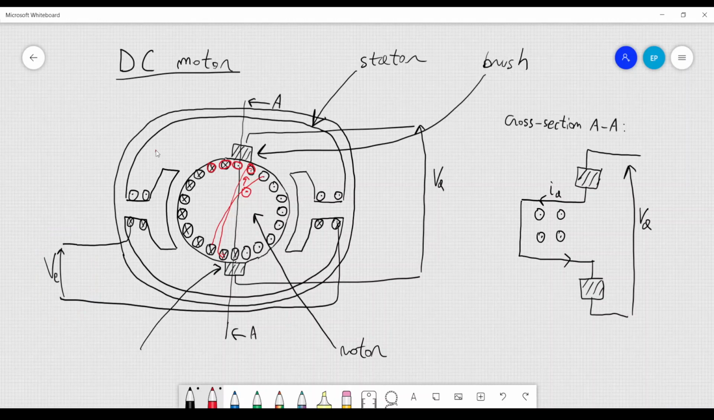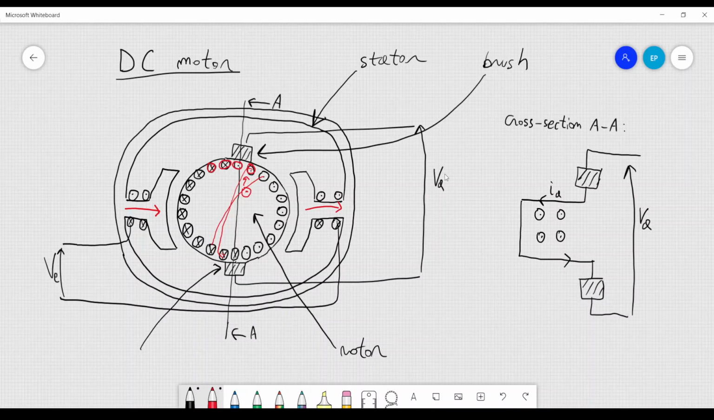There are also some coils on the stator, and these coils are necessary to create the flux which goes in this direction, like this arrow here, this red arrow, and this flux will be fundamental in order to create a current inside the coils. VE is the voltage of excitation. It is related to the excitation circuit. We will analyze it more in detail. Mathematically, in order for the motor to work, we also need to have this voltage here, VA, which is the voltage that occurs between the brushes.